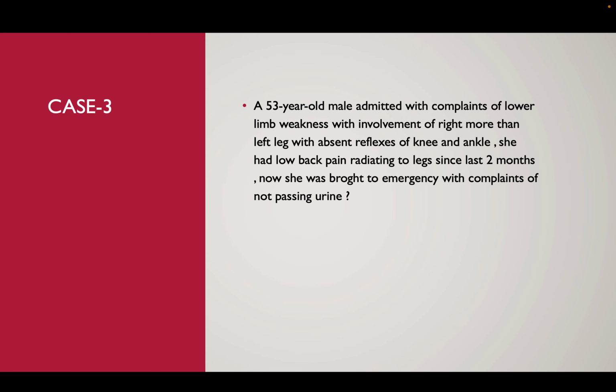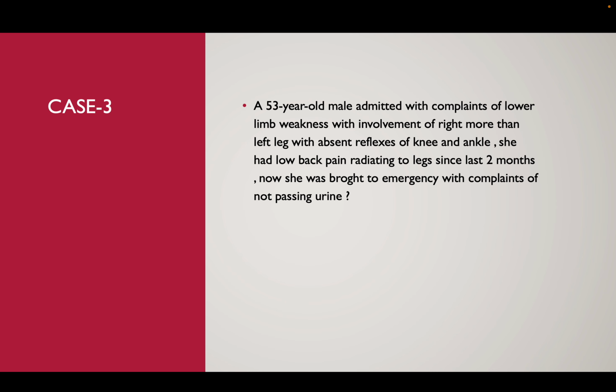A 53-year-old male admitted with complaints of lower limb weakness, with involvement of right more than left leg, with absent reflexes of knee and ankle. She had low back pain radiating to the leg since the last 2 months. Now she was brought to the emergency with the complaint of not passing urine. So when you dissect the history, she has asymmetric lower limb weakness, right more than left, since a long time. She has also absent reflexes, and also radiating sciatica-kind of pain.